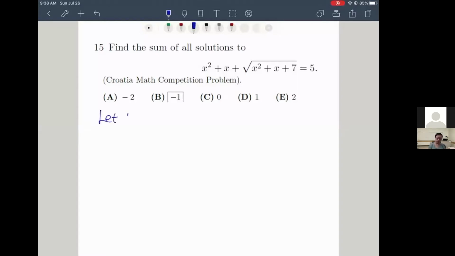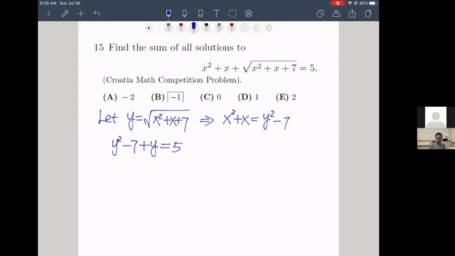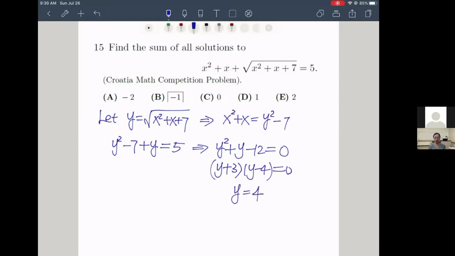Let y equal the square root of x squared plus x plus 7, which implies that x squared plus x equals y squared minus 7. So the equation becomes y squared minus 7 plus y equals 5. Or if we rewrite it, y squared plus y minus 12 equals 0. We can factorize it easily: (y plus 3) times (y minus 4) is 0. And the only possible y is 4 because y is a square root.